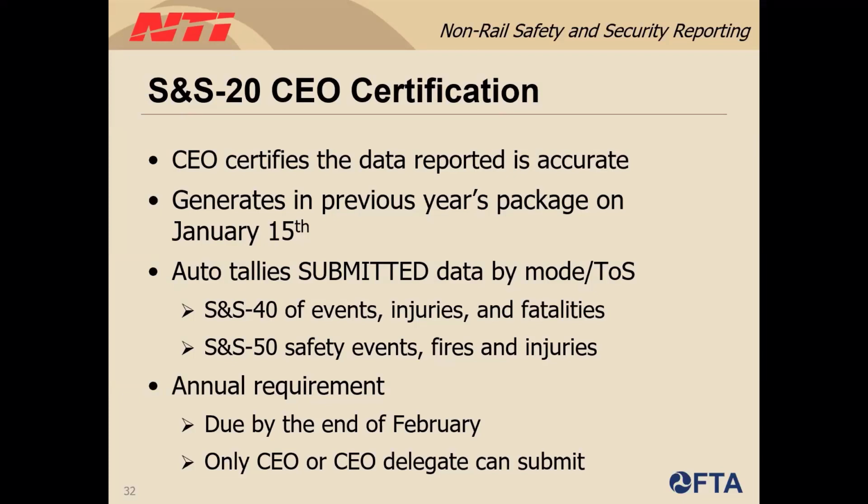the previous calendar year. The form becomes available on January 15th in the previous year's safety package. The form automatically calculates data from the submitted reports throughout the year. Unsubmitted data is not included. The form is due by the end of February, and only a person logged in as the CEO or CEO delegate role can submit the form. Late notices are sent to the CEO.